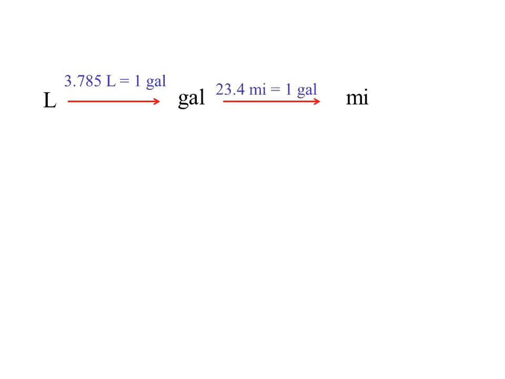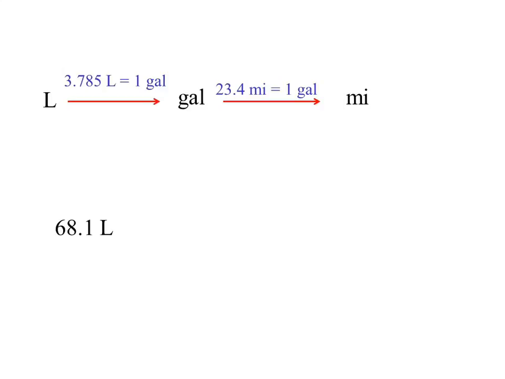And here, we can go from gallons to miles. I know it's weird, you're going from volume to length, right? Gallons is volume, miles is length. But you can do that with the gas mileage, the 23.4 miles per gallon. 23.4 miles is equal to 1 gallon. And then that's it, right? So let's go ahead and work the problem.